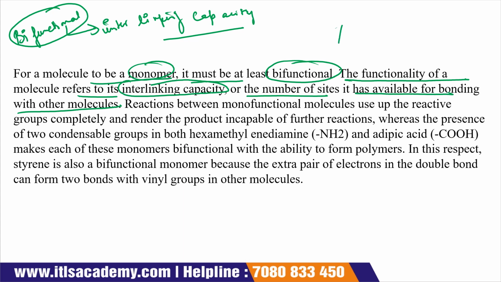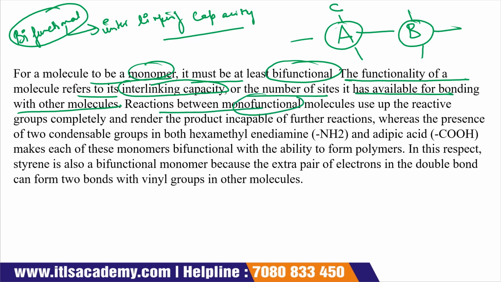Suppose this is your A. Now this A forms a bond with B, and here this forms a bond with C. Now this A has two sites for bonding with other molecules. Same as it is. Now here B has three sites. Okay, so this will come under the category of bifunctional.